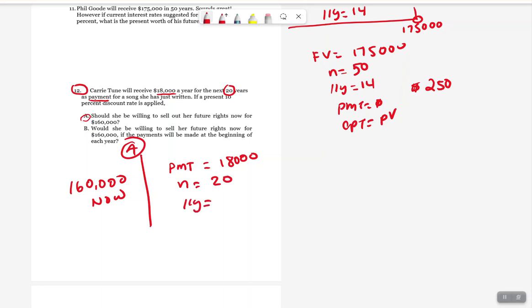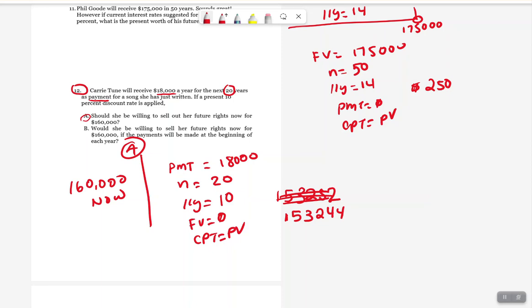So your payment becomes 18,000, your N is 20 years, and your I/Y is 10%. You're looking for a present value. Your future value is equal to 0. Compute your present value, and if you're using a calculator, you should come up with a number of 153,252. Actually, I just did it again, and it's 153,244. That's the number you will get if you're using a calculator.